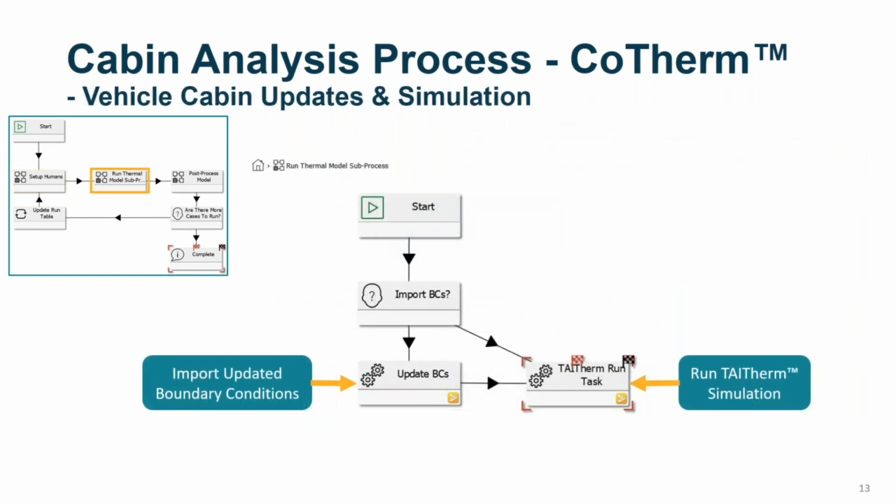Then moving forward, we set up the vehicle cabin. In this task, we will import our boundary conditions, which can either be a subset of your boundary conditions if you have a model mostly prepared, or it can be all of the boundary conditions needed for the model. In the case of our study, it'll just be varying our heated panel heat rates and then running the TAITherm solution.